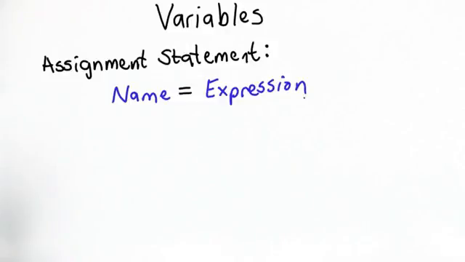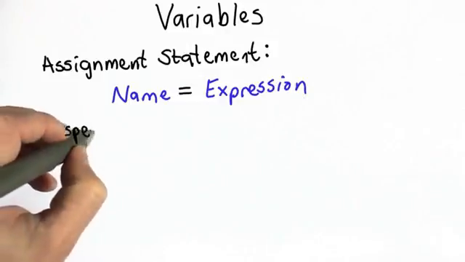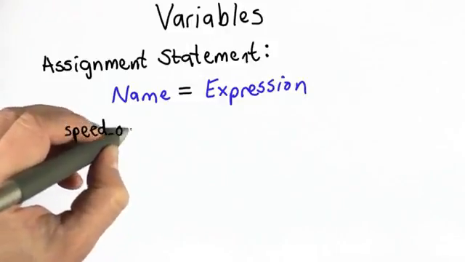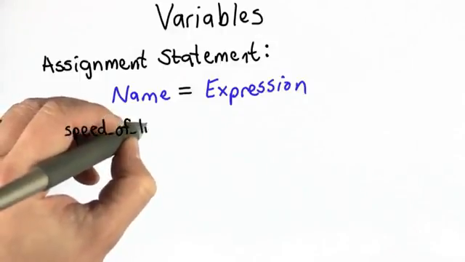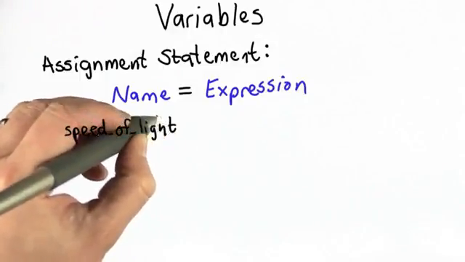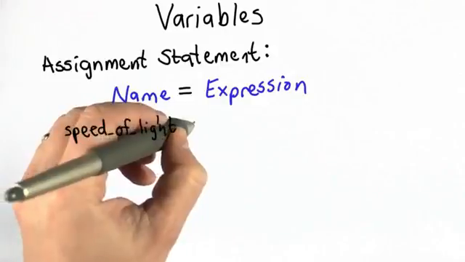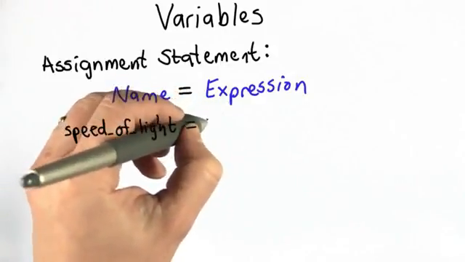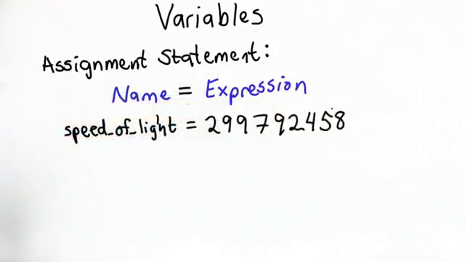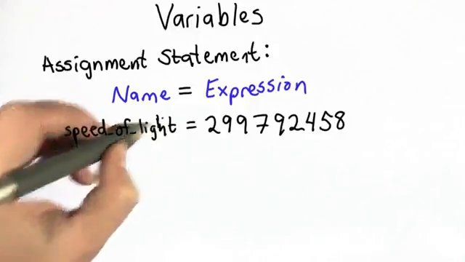The name can be any sequence of letters and numbers, as well as underscores, as long as it starts with a letter or an underscore. So here's an example. We could create the name speed_of_light, and we can assign to it the value of the speed of light in meters per second. So after that assignment, the name speed_of_light refers to that value.